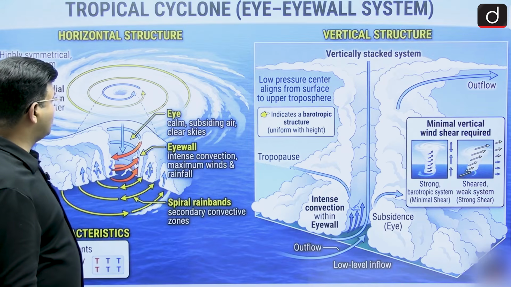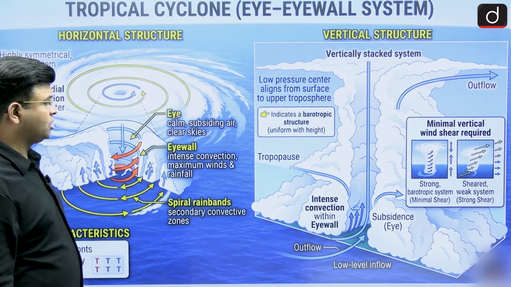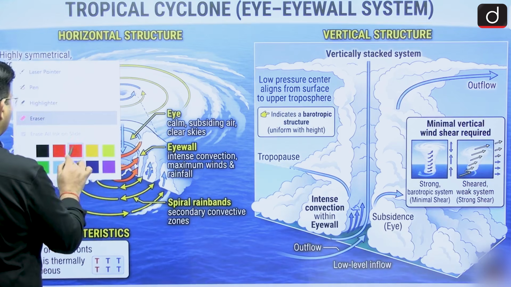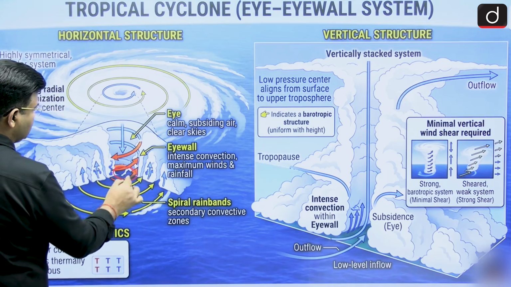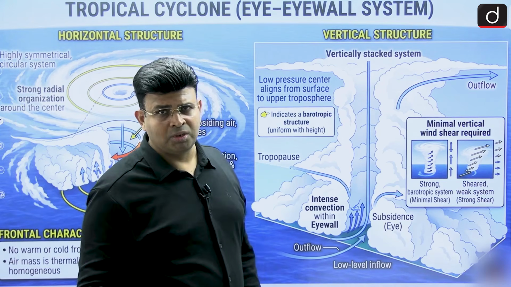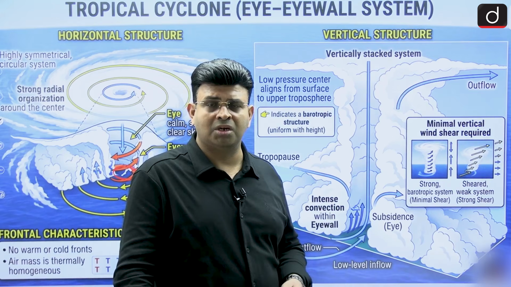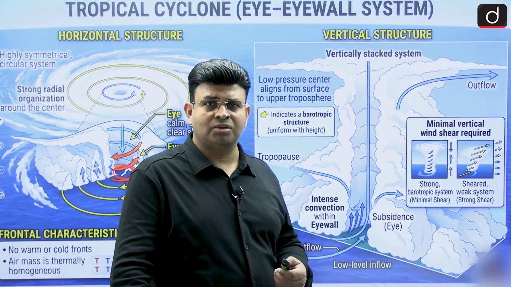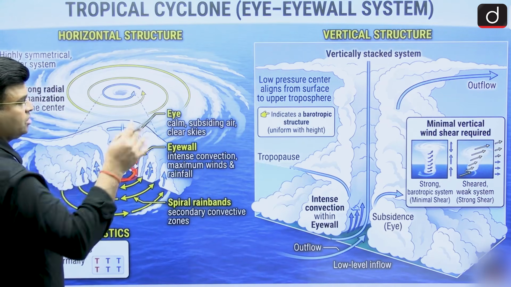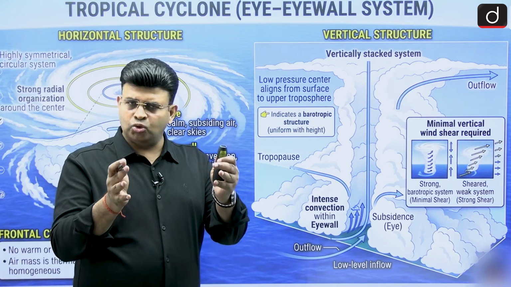Now we are going to see the horizontal structure and the vertical structure of the tropical cyclone. Horizontally, you know that the eye exists in the center of the cyclone. This eye does not develop in every cyclone. It develops only in a developed tropical cyclone, a very strong one. Surrounding the eye there is the eye wall. In the center, in the eye, there is no wind moving.